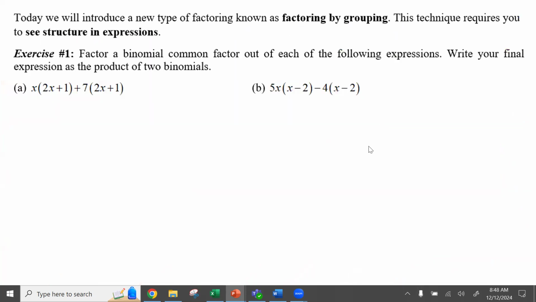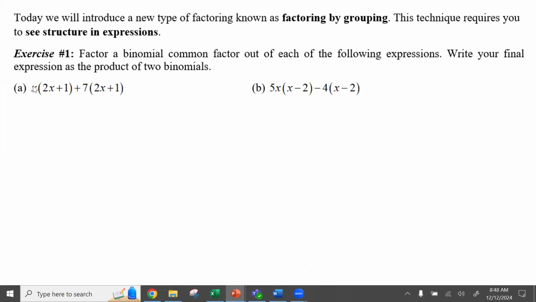So here we go. Factor by grouping. First, we have to start with the structure of it. Factor by grouping is when you have an even number of terms. Mostly for Algebra 2, we just have to deal with 4. But basically what happens is the greatest common factor can be a binomial.